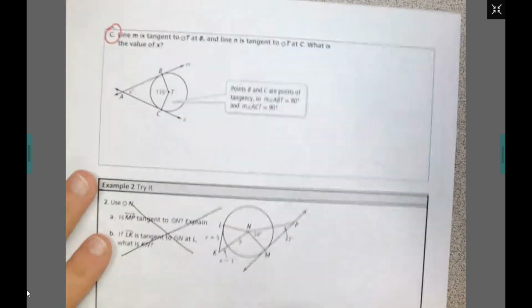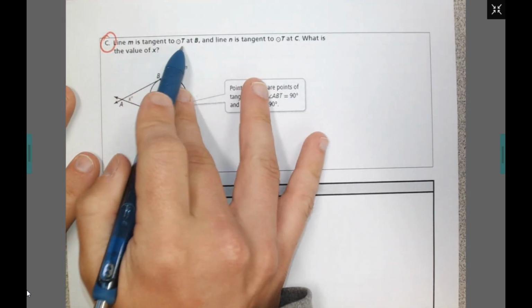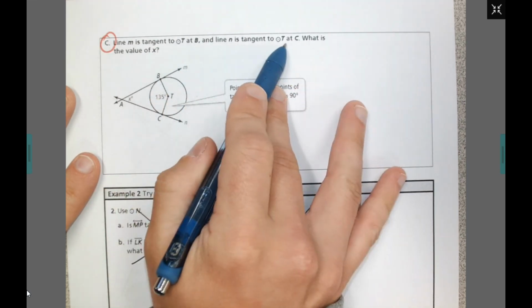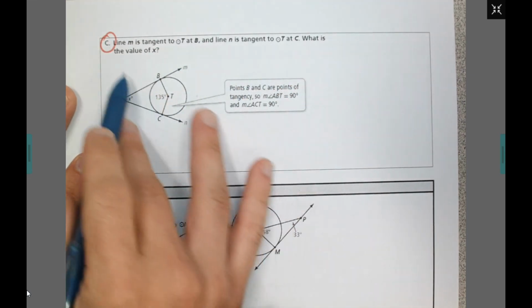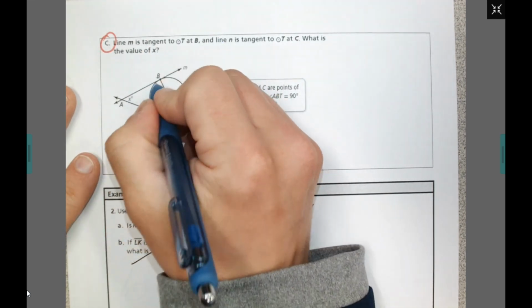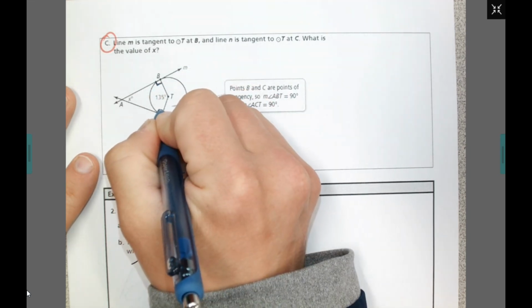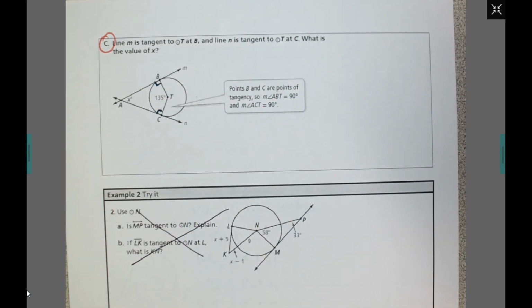Okay, we're going to skip B. Next one we're going to look at is C. On this one, they tell you that line M is tangent at B and line N is tangent at C. As soon as we see that we have tangent lines going on here, we can throw 90s in here. So I got a 90, got a 90. And they are asking us what is the value of X.